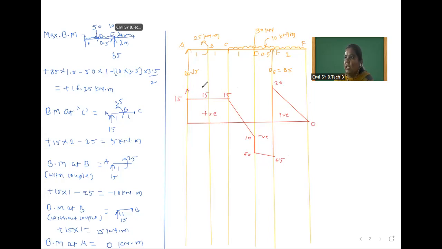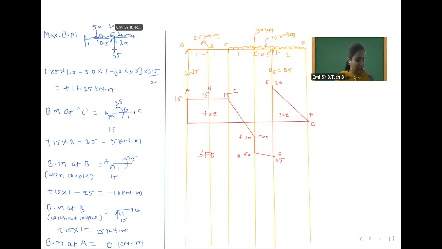So this is A, B, C, D, where there are 2 points. E, also at E there are 2 points. And F, 0. So this is the shear force diagram. Now we will draw the bending moment diagram.